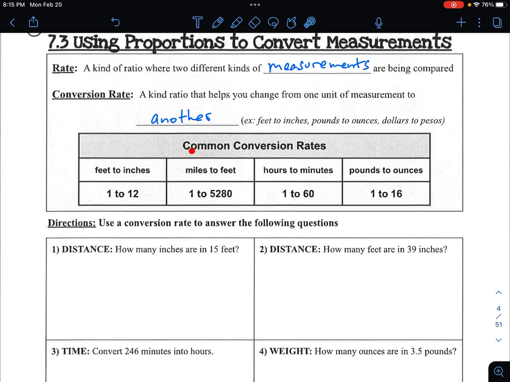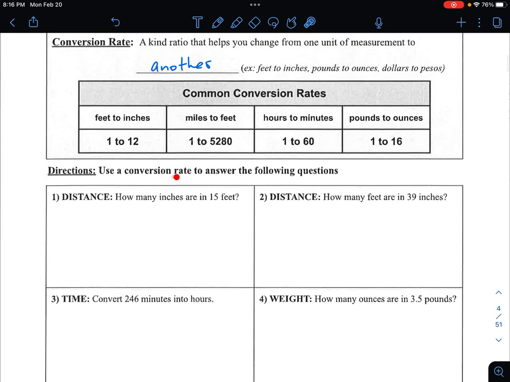Common conversion rates include feet to inches, which is 1 to 12, so 1 foot to 12 inches. Miles to feet, so 1 mile to 5,280 feet. So 1 mile has 5,280 feet. Hours to minutes, 1 hour for every 60 minutes, and pounds to ounces. So 1 pound is 16 ounces.